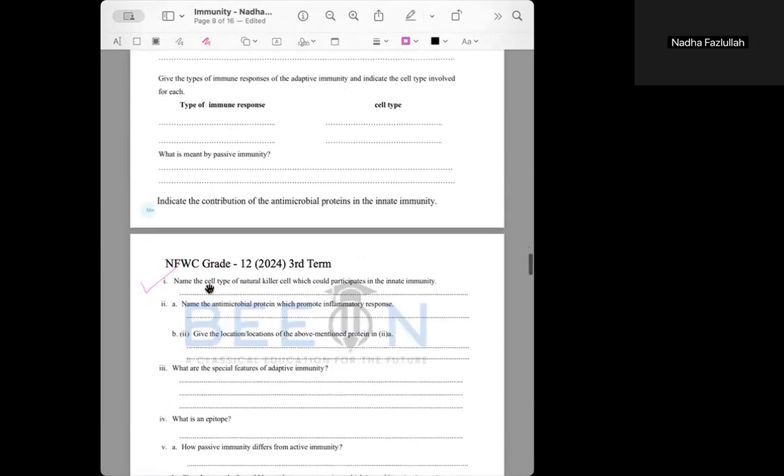Then next question, name the cell type of the natural killer cell. So I told you like 3 or 4 times. Who are natural killer cells? They are a type of lymphocytes. Natural killer cells are lymphocytes, and they are participating in the innate immunity. So you should write lymphocyte.